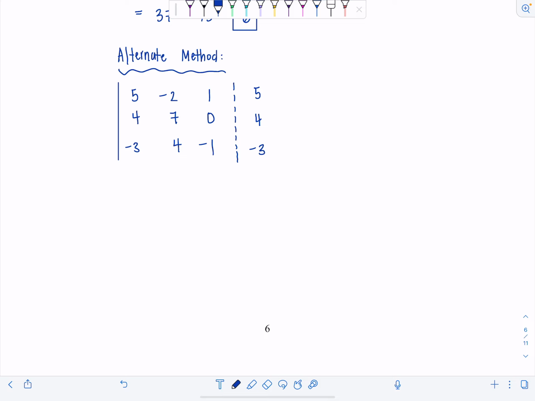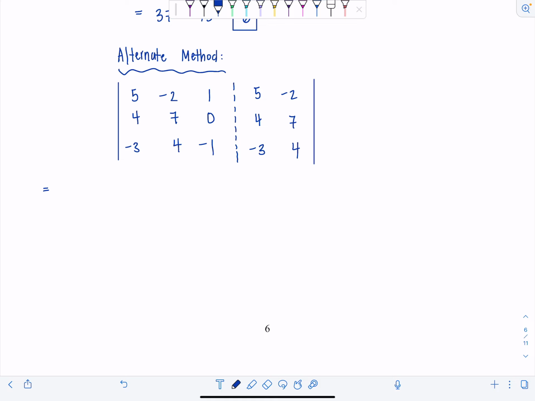-3. Am I good? Yes, I am. And then the next column is -2, 7, 4, okay? And so now you have a matrix, or you're taking the determinant of something with 3 rows and 5 columns. So watch this. Remember how we did the 2 by 2 matrix? Its determinant with all the diagonal products?